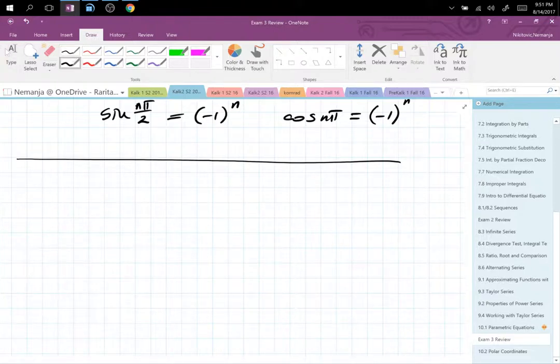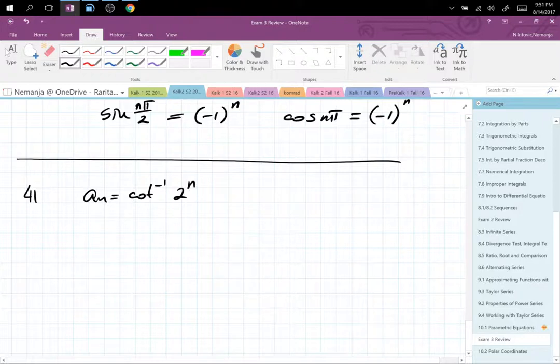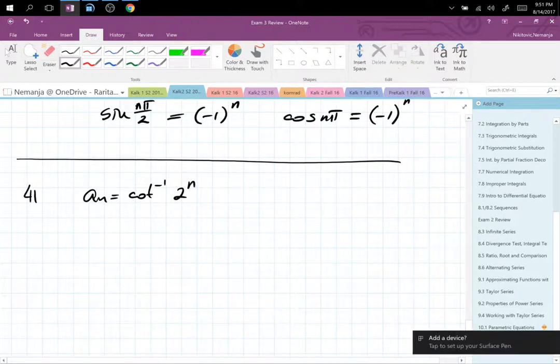Number 41. a_n equals cotangent inverse of 2 to the n power, and n equals 1, 2, and 3. What do you mean n equals 1, 2, and 3? That's what it says. Consider the formulas for the following sequence. Using a calculator, make a table of at least 10 terms and determine a possible value for the limit of the sequence. This makes no sense.